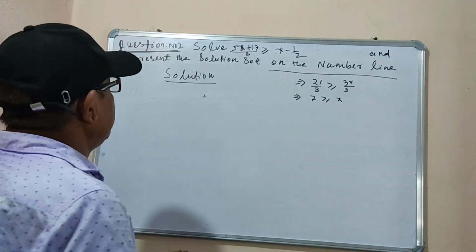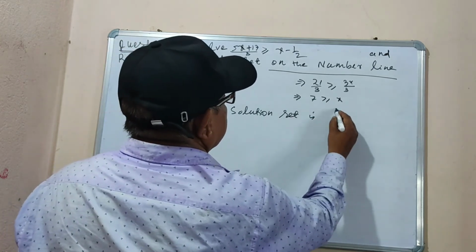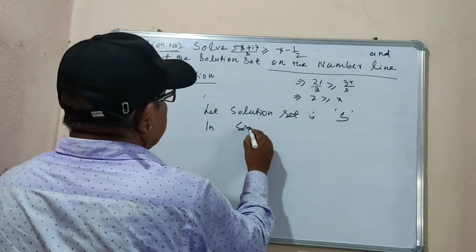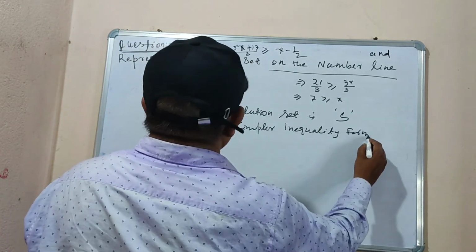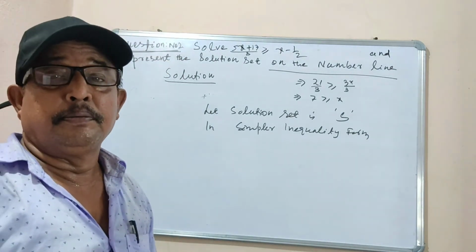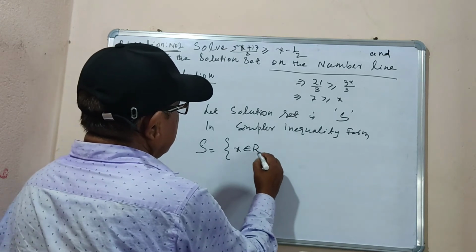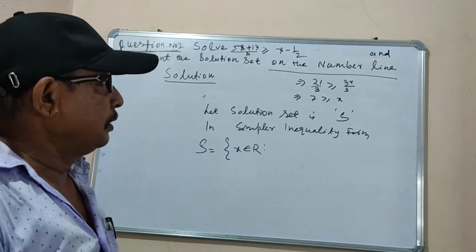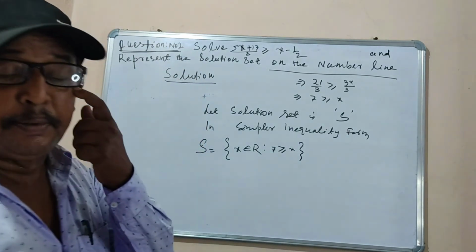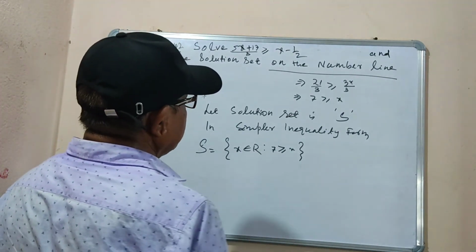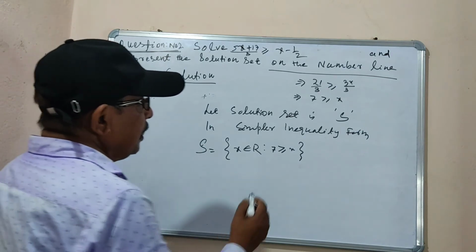Similarly, we write, let the solution set be capital S. We express the solution in simpler inequality form. We write capital S is equal to x belongs to R set such that 7 is greater than or equal to x. That is, those numbers are less than 7 or equal to 7.